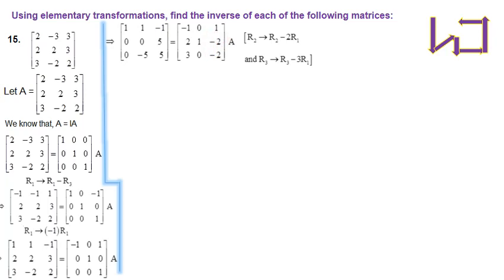Next R3 we are changing. R3 minus 3R1. R3, first element is 0. 0 minus 3 into minus 1. 3 into minus 1 is minus, minus minus becomes plus, 3 into 1, 3. 0 plus 3 is 3. Next is 0 minus 3 into 0, which is 0. Next 1 minus 3 into 1 is 1 minus 3, that is equal to minus 2.